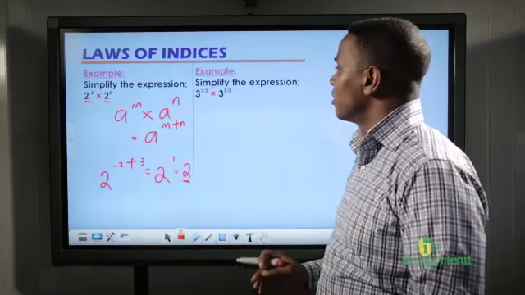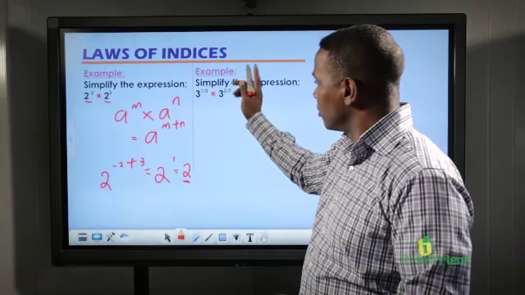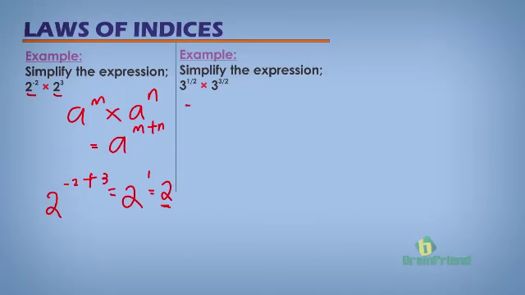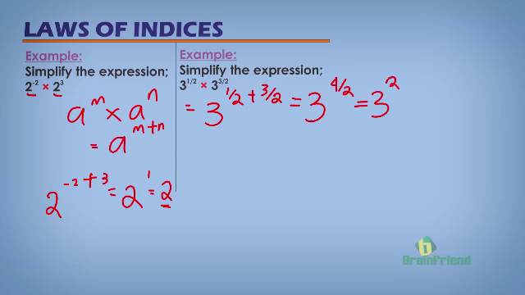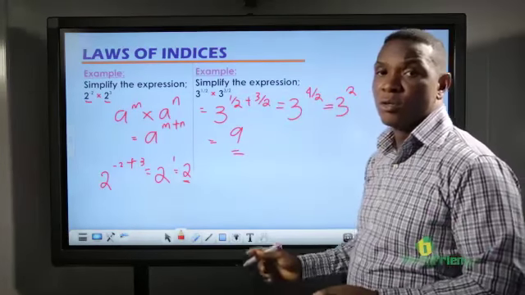This is the same as saying 2. Let's take a look again at this example. Remember we said the bases must be the same. So 3 and 3, same base. Now let's go ahead to see what this would give us. We would have 3 raised to the power half plus 3 all over 2. This gives us 3 raised to power 4 over 2. And this gives us, of course, 3 raised to power 2, which, of course, gives us 9. So we see how we apply our first law, the product law.